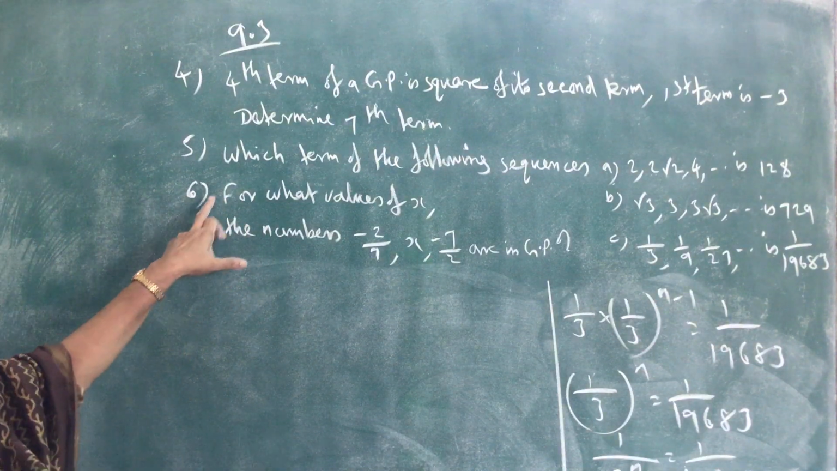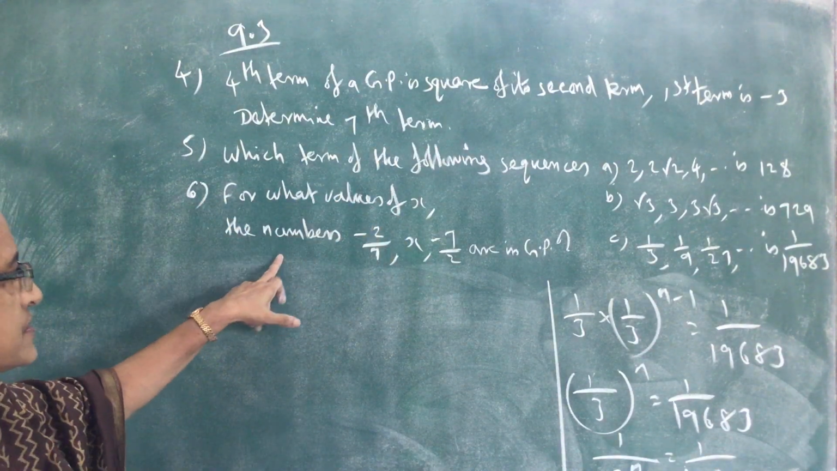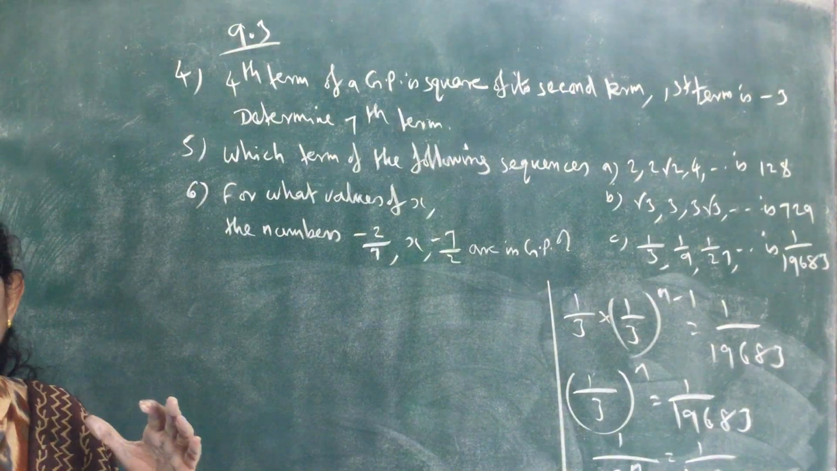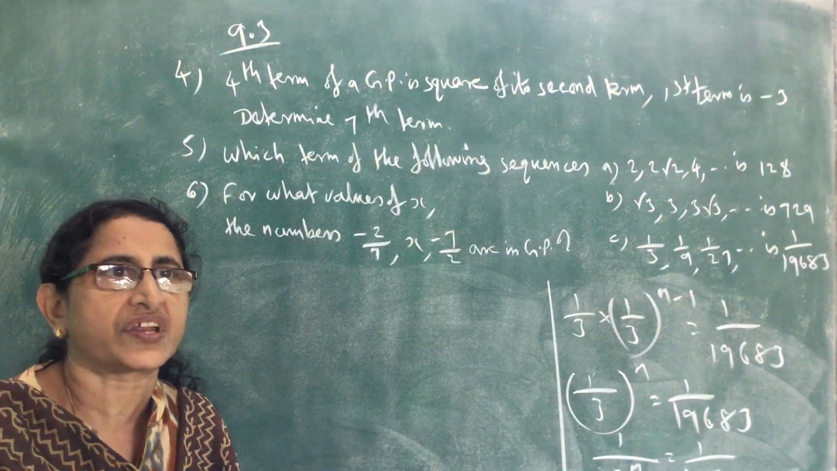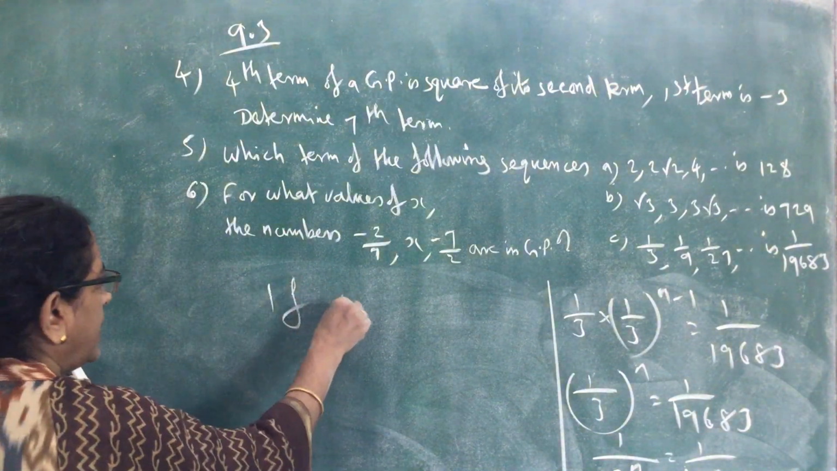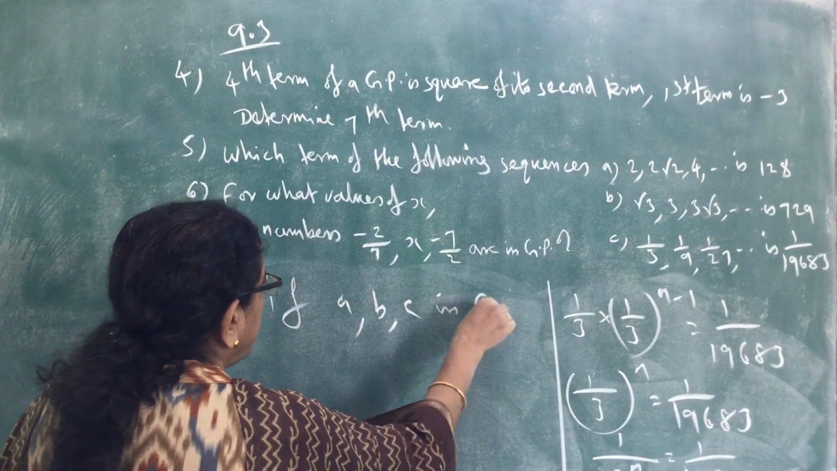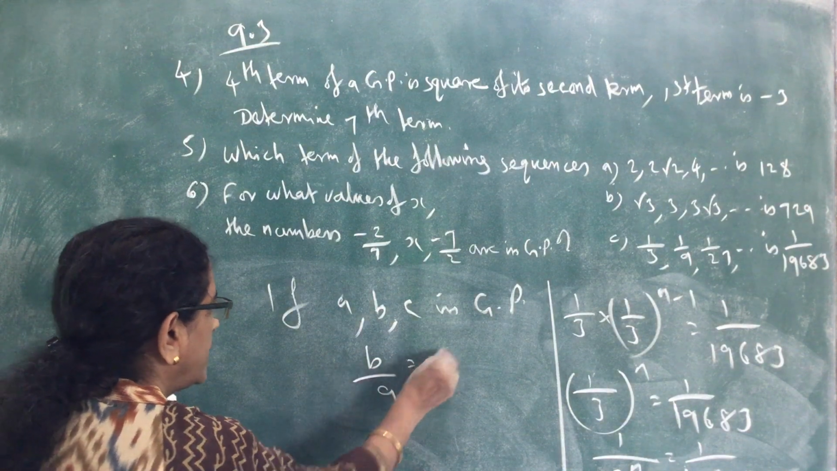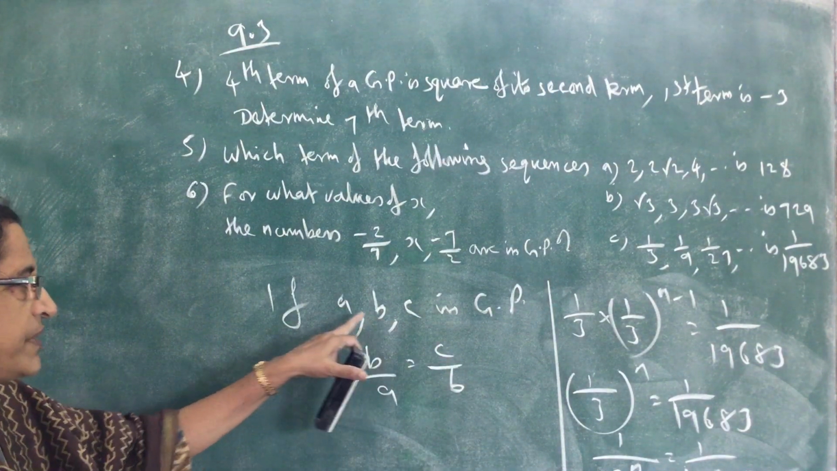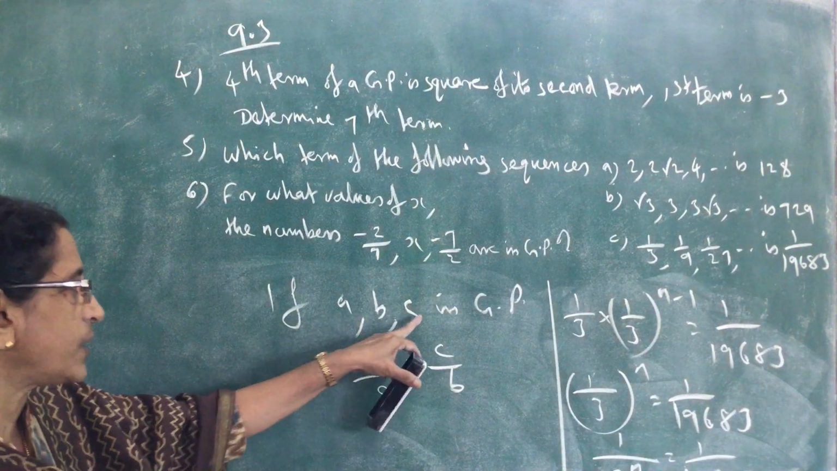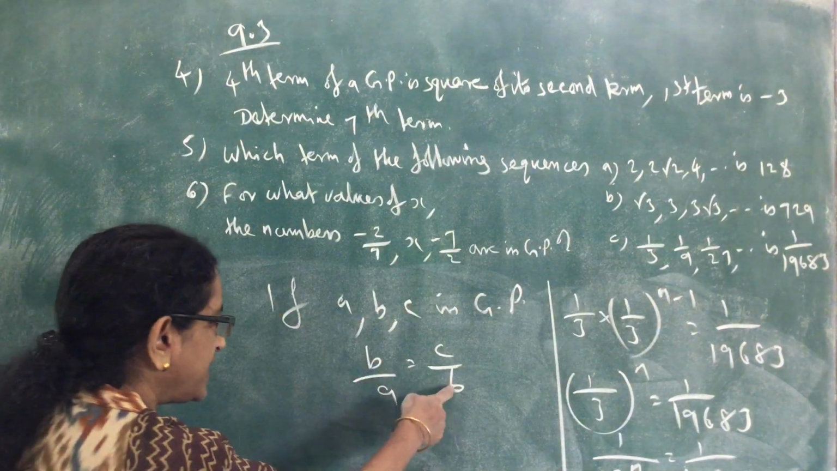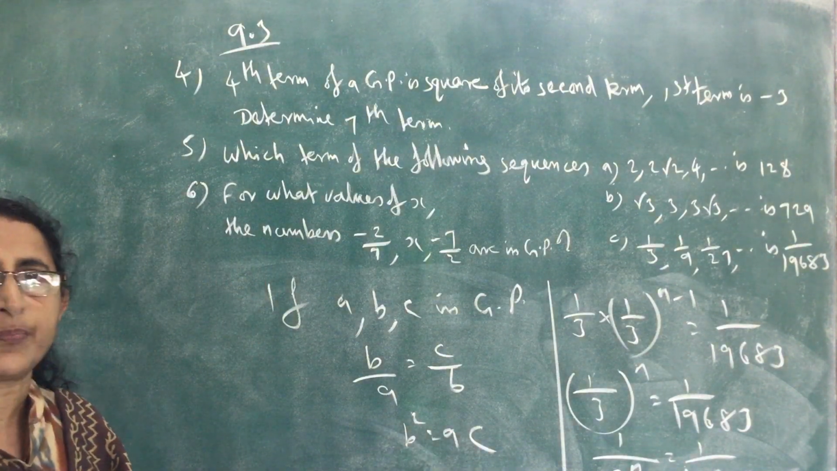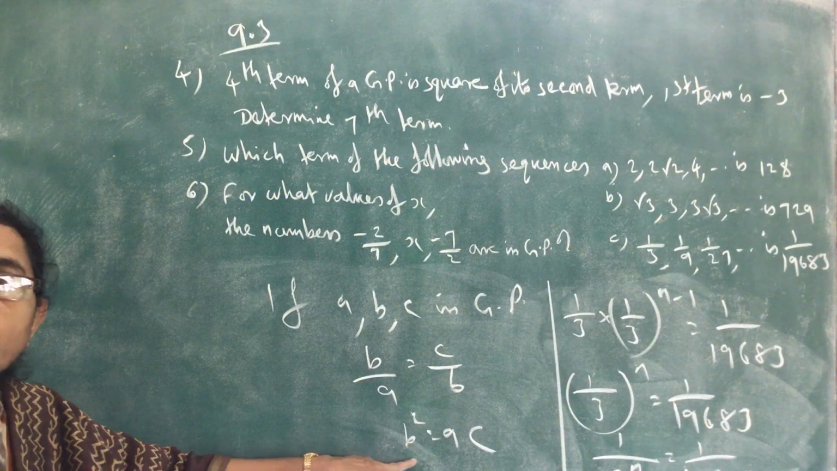Now see question number 6. For what values of x are the numbers minus 2 by 7, x, minus 7 by 2 in GP? We have to find the x. If these three numbers are in GP, geometric progression, see if A, B, C are in GP, we know B divided by A equal to C divided by B. Second term divided by first term, that is common ratio, equal to third term by second term. So cross multiplying, we get B square equal to AC. So if A, B, C are in GP, this is the condition satisfied by A, B, C: B square equal to AC.